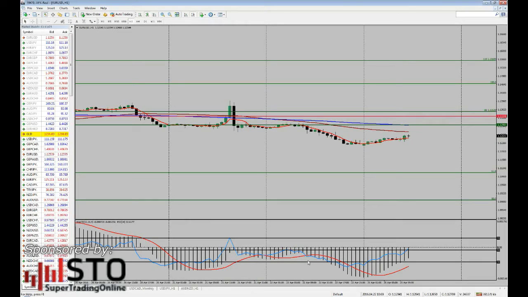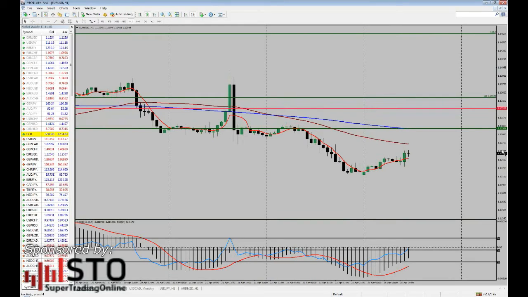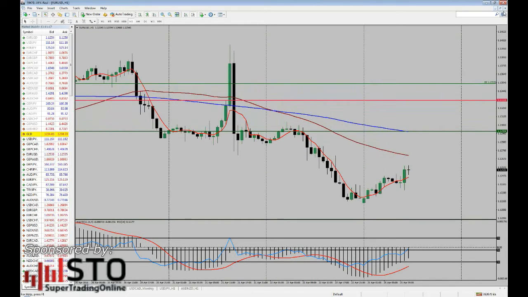I don't want to go bullish on this pair unless we see a clear break above the 1.1330 level. If that happens, we can then consider potential bullish entries for the pair.